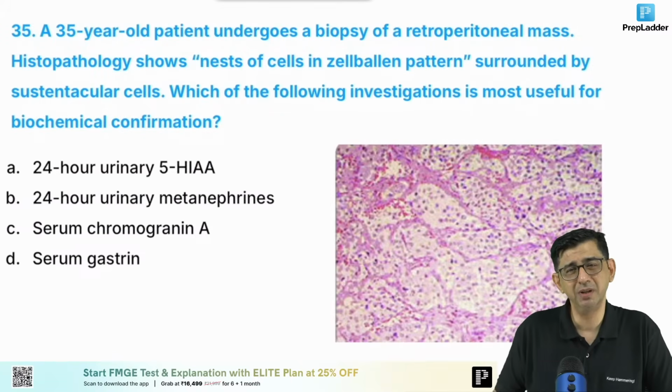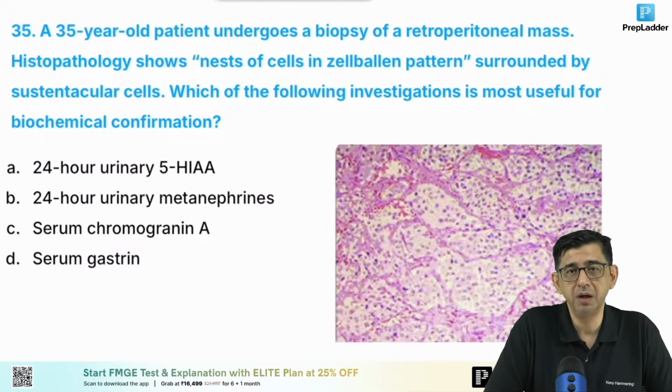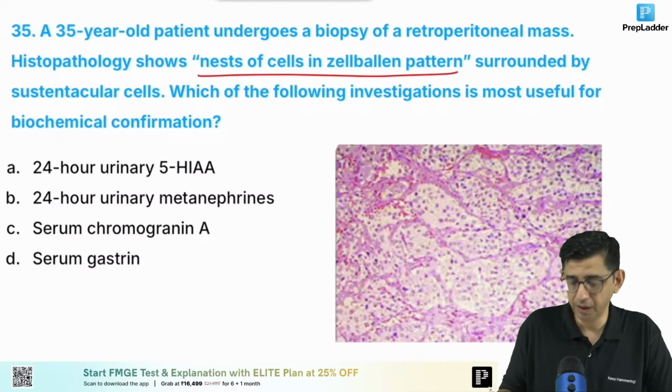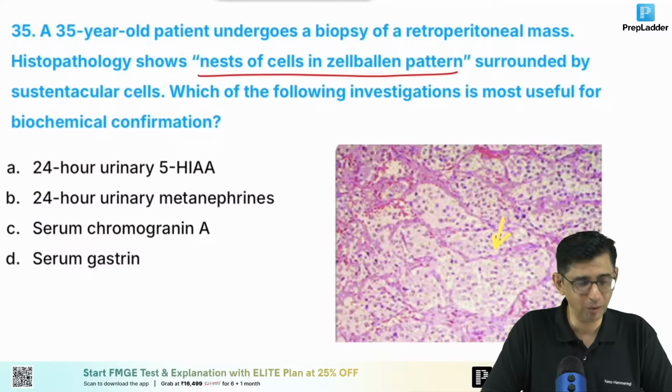Moving to the next question, a patient had a retroperitoneal mass and there are nests of cells in Zellballen pattern. In the paper in the app, I did not put this image because I would have put this image of nests and you would not even have read the question. You would have straight away answered it as pheochromocytoma.